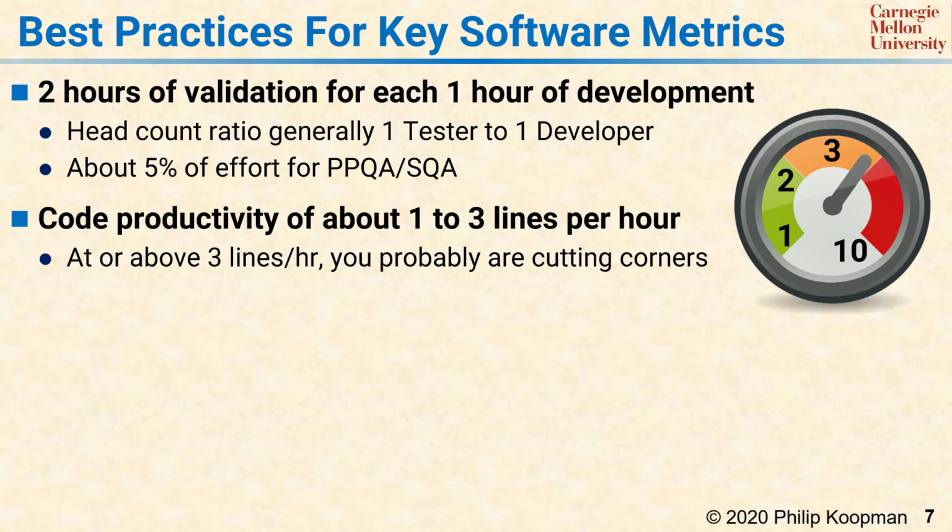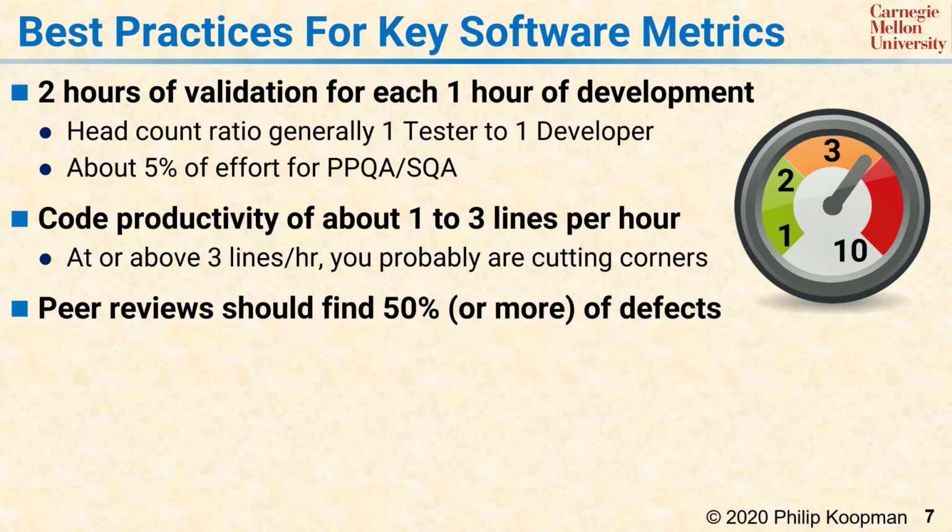Elevated code productivity metrics are not actually something to brag about, but rather a sign that probably something's wrong and probably you're spending a lot of time chasing down bugs in system test and ultimately shipping buggy software. Peer reviews should be finding half or more of your defects and should be costing about 5 to 10% of the total project cost. If you meet all 3 of these metric targets, from what we've seen, chances are good that your project is generally healthy.